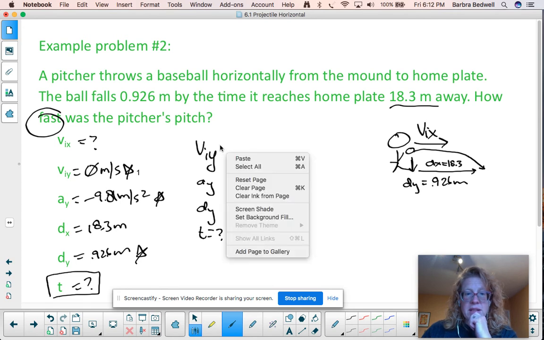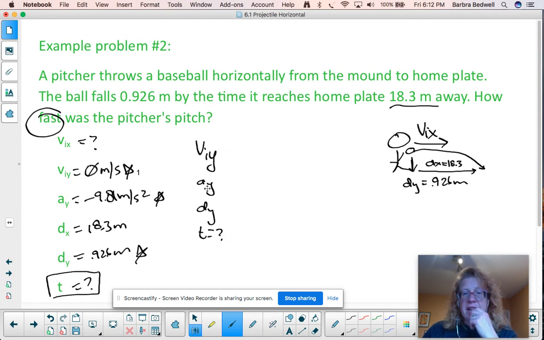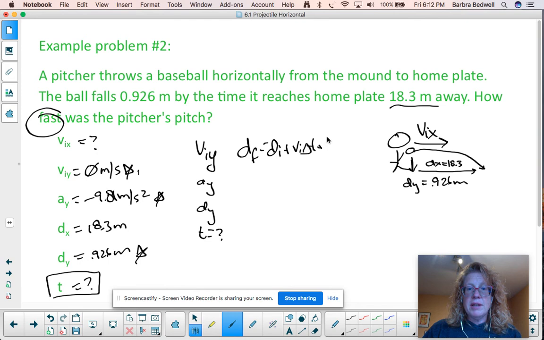So we know that this is 0. We don't know the final velocity. What do you think? What equation do we want to use? Do we have an equation that doesn't have Vf in it? Yep. It's going to be almost always the same one. Df equals di plus Vi delta t plus 1/2 AT squared.